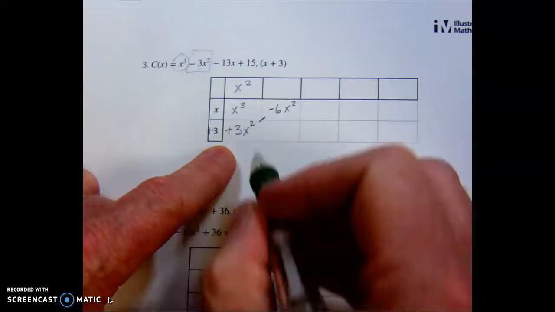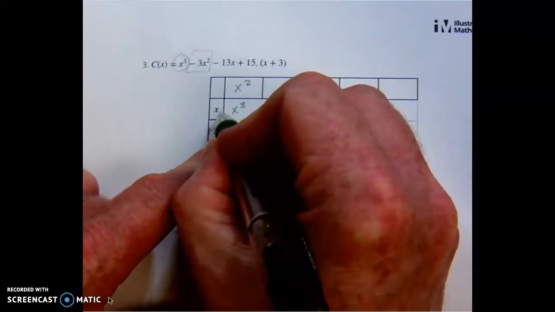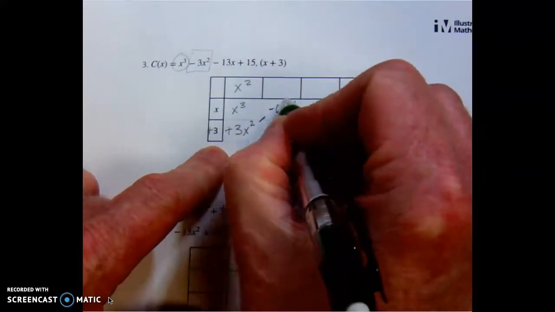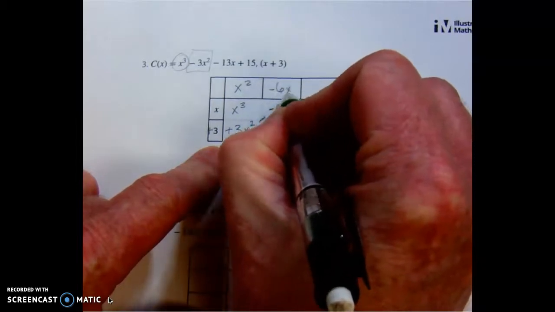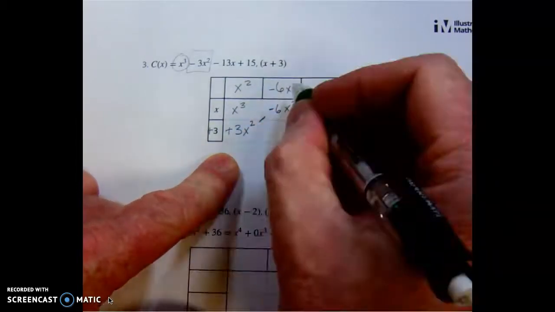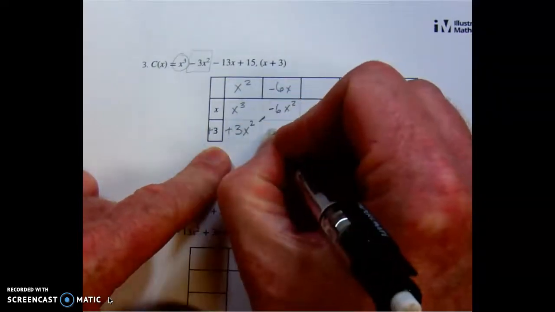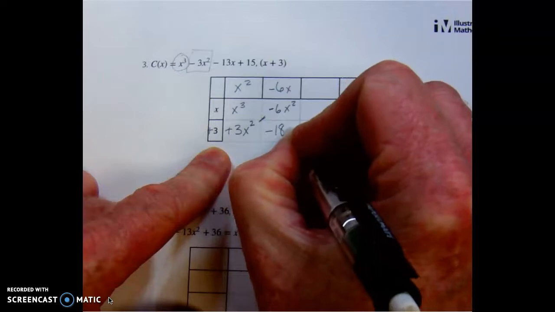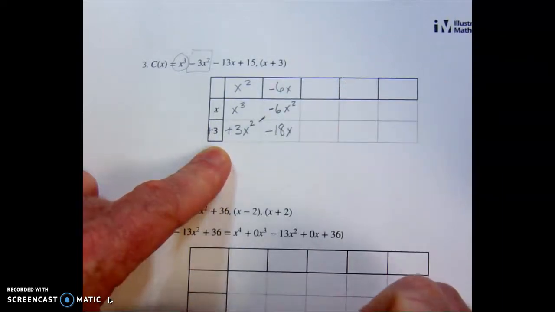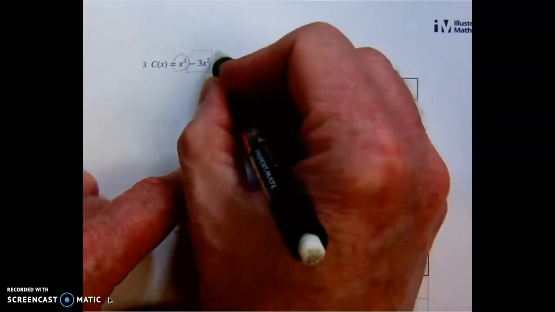Okay, so now I'm ready to take off the x again. So if I take one of the x's off, I've got negative 6x. Okay, so now I can multiply. Negative 6x times positive 3 is negative 18x.